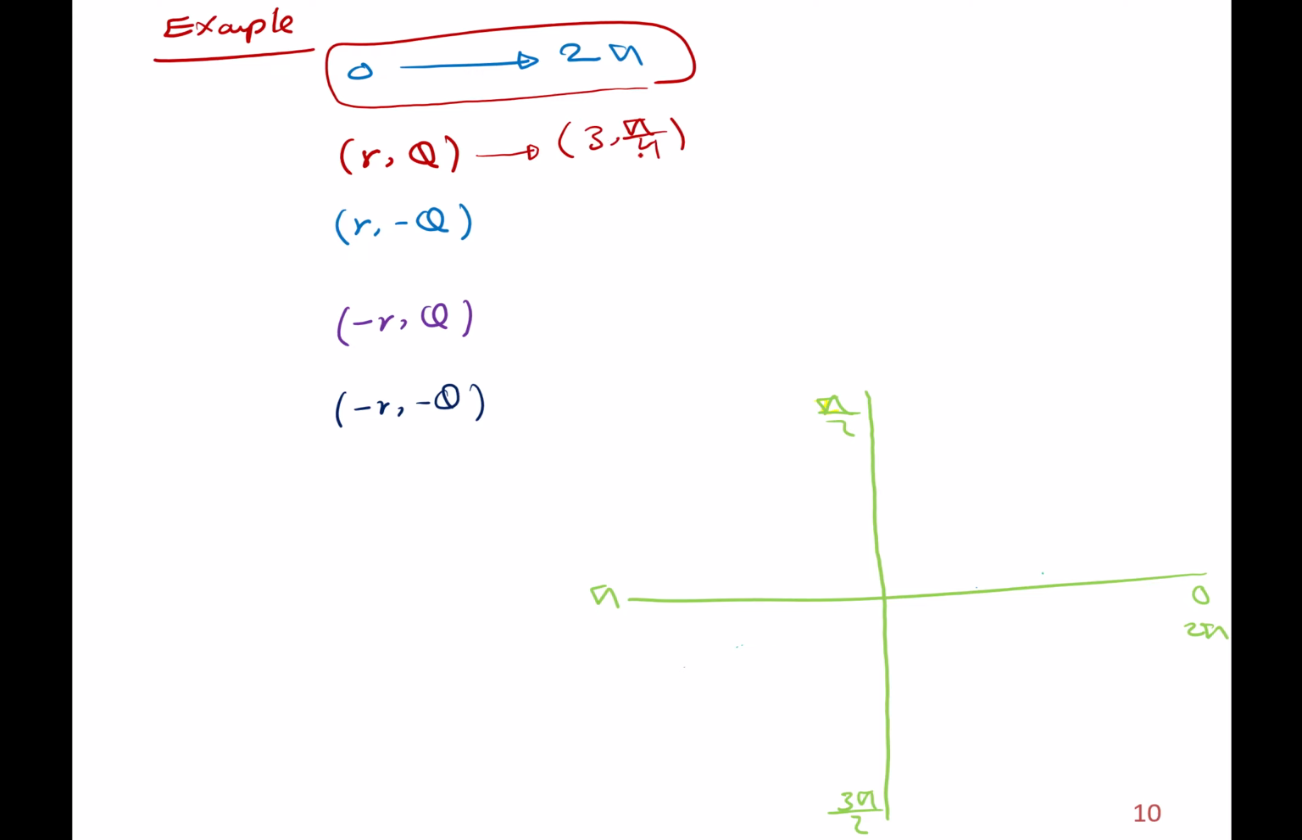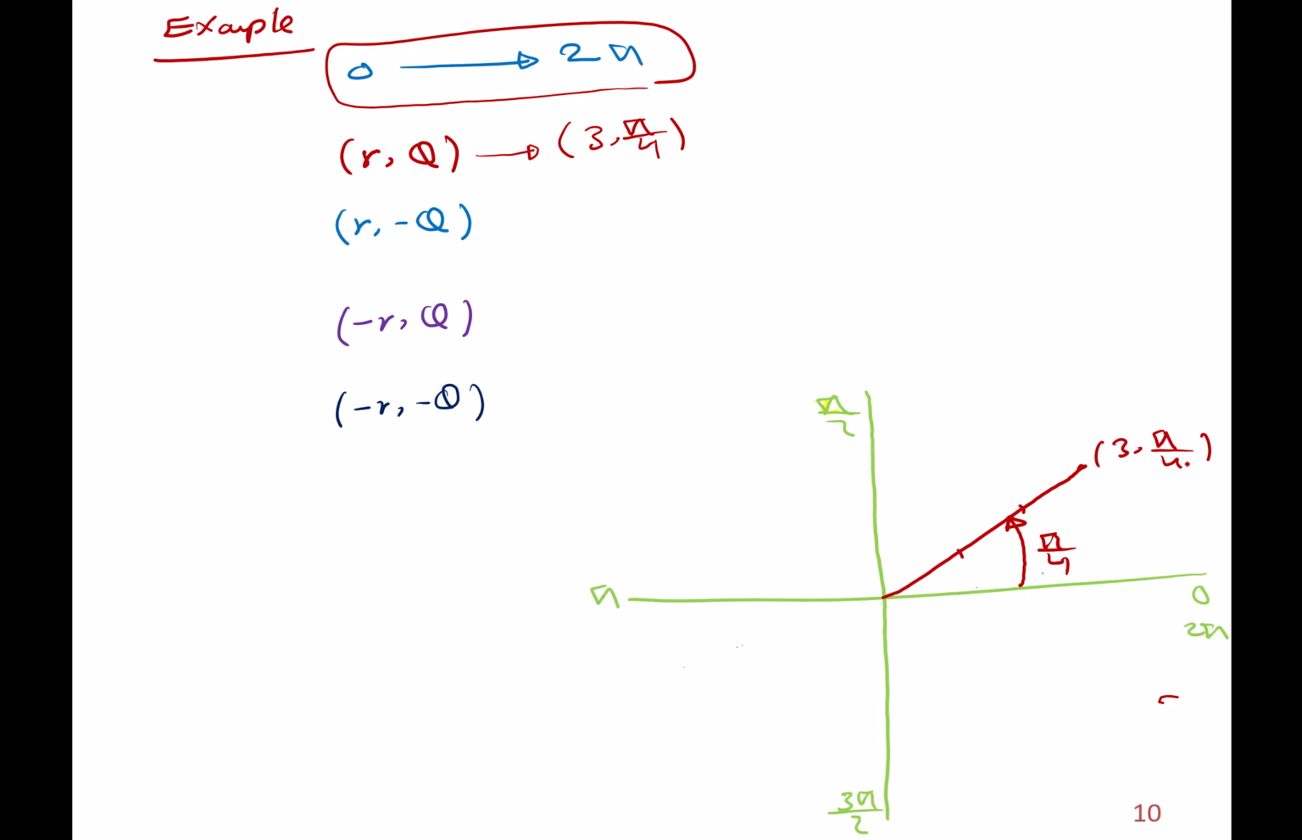Now we will locate 3 and pi over 4. Pi over 4 is in between 0 and pi over 2, so we will make this 1, 2, and 3. This is our point, which is 3 and pi over 4. This is our angle. Because it's positive, we will go counter clockwise. Now we have located the first point, which is 3 and pi over 4.